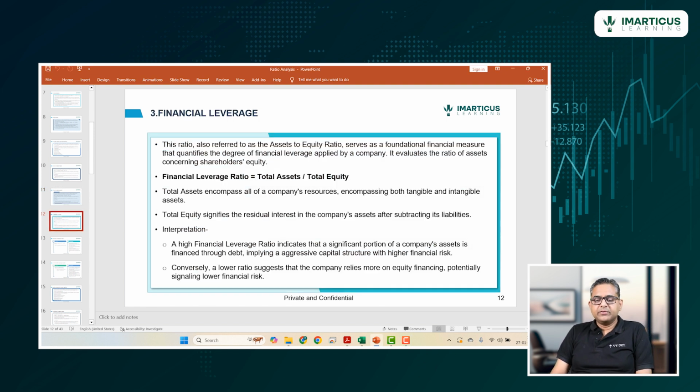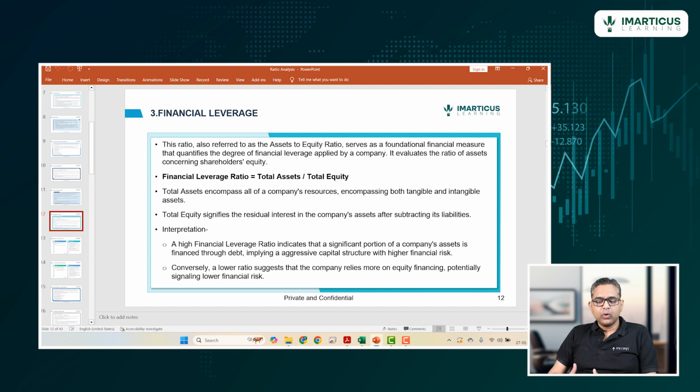Next we have is financial leverage. So again, it is one of the solvency ratios, and this ratio, also referred to as the assets to equity ratio, serves as a foundation financial measure that quantifies the degree of financial leverage applied by a company. It evaluates the ratio of assets concerning shareholders' equity. So again, it's more about capital structure.